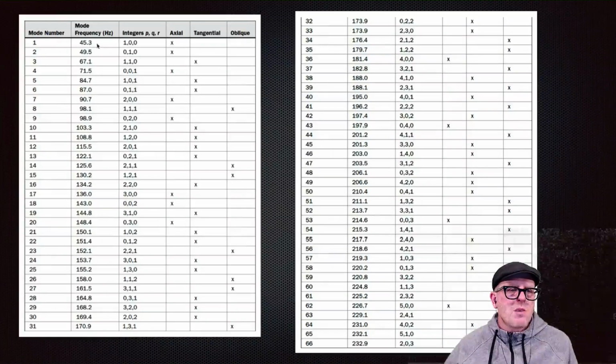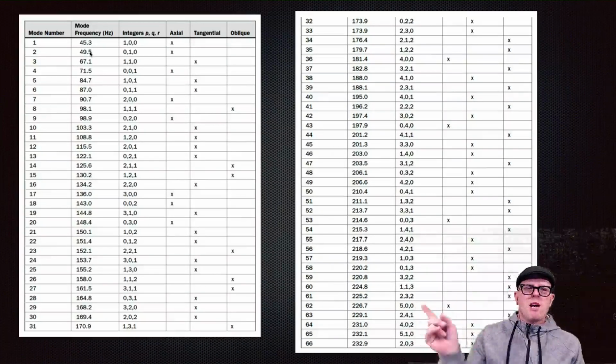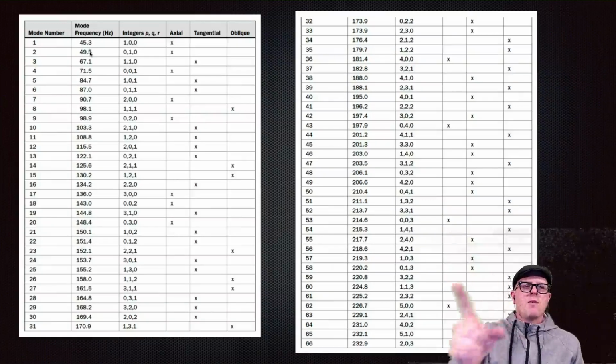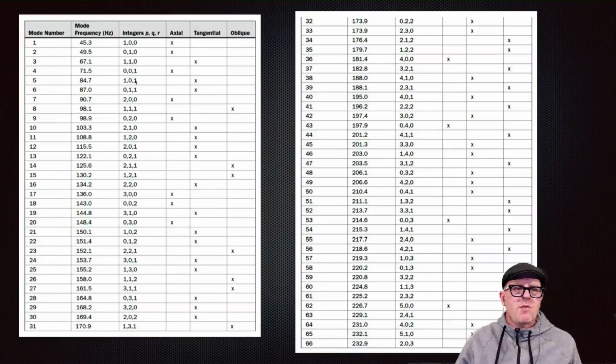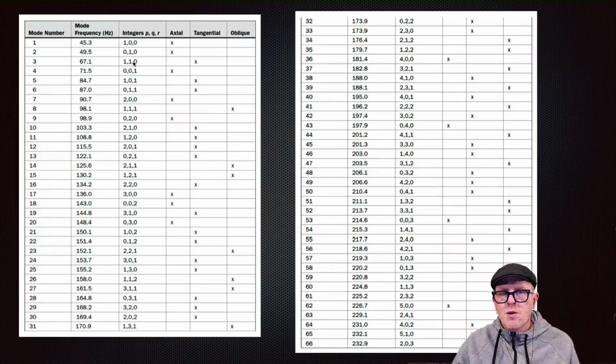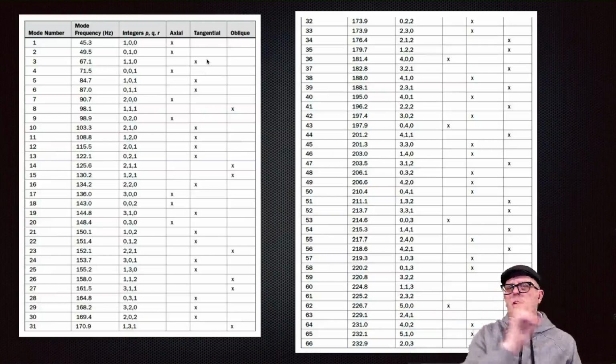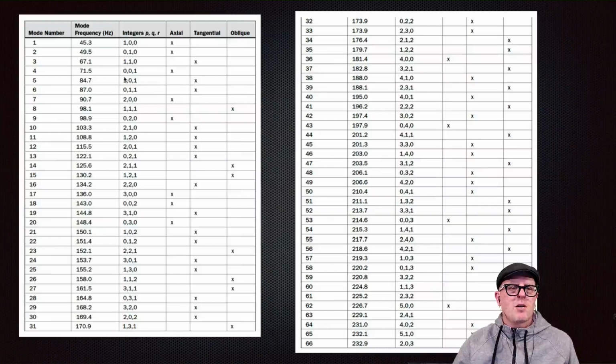So one of them, the first mode, is going to be 45.3. One of them is going to be 49.5. Like in this direction, we'll just say it's 45.3 in this axis, 49.5 in this axis, and 71.5 in this axis. This one right here is called the 110 mode, and that's 67.1. That's a tangential mode, one that wraps around the room. And then we have a couple more tangential ones right here.